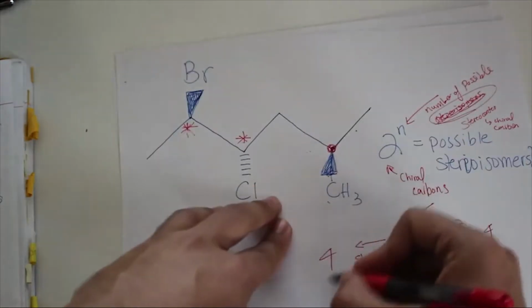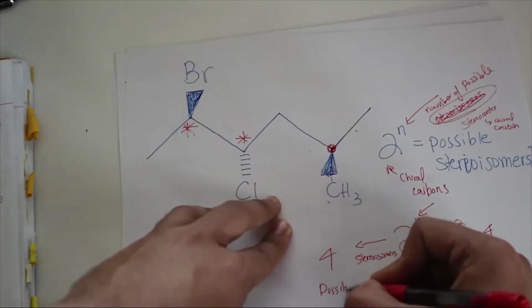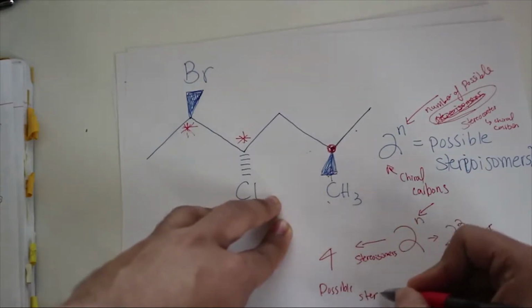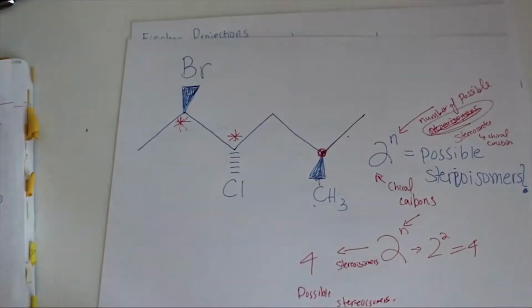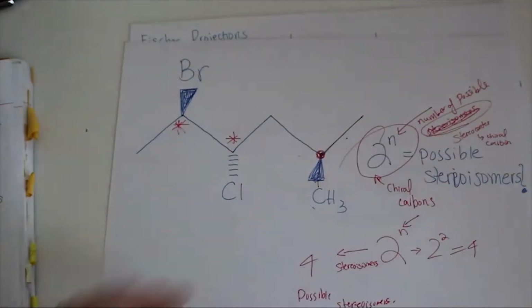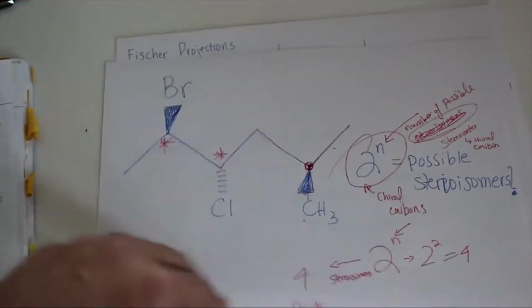So we're going to have 4 possible stereoisomers with these. Okay, so that's just a quick little formula to double check how many you're drawing.